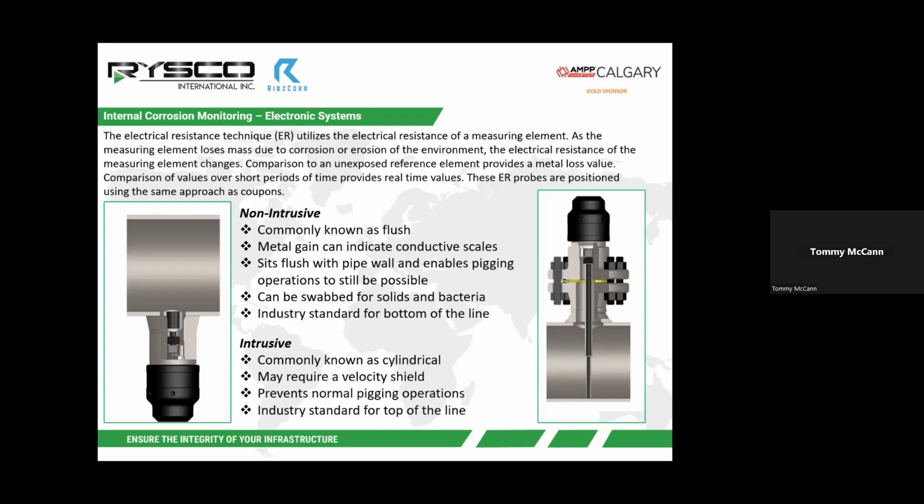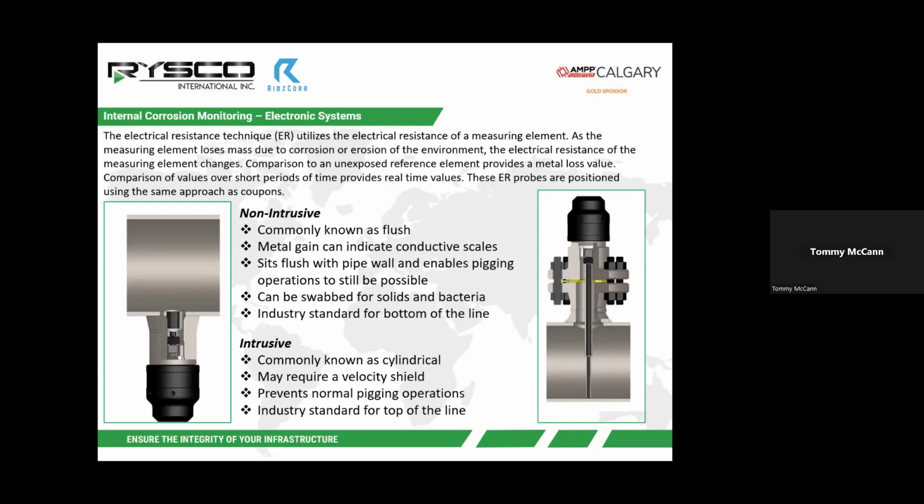And another one, same as the coupon, is the industry standard for the 6 o'clock: the intrusive probe. Some people call it tubular; we tend to refer to it as cylindrical. Those, similar to a strip coupon, you're trying to chase the electrolyte, generally coming in from the top of the line to the bottom or the center.